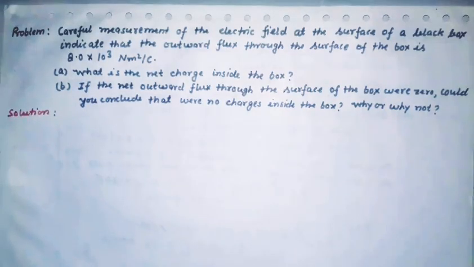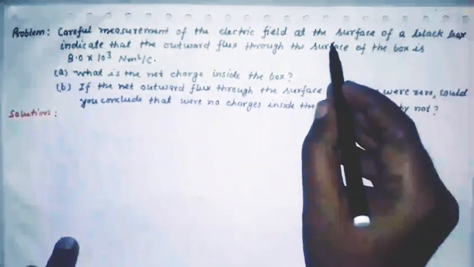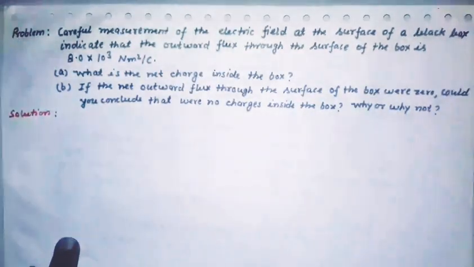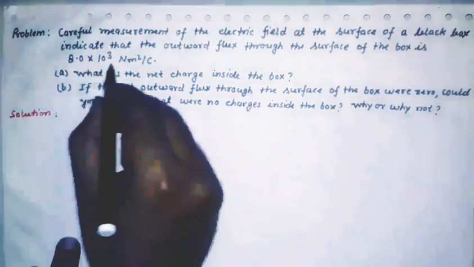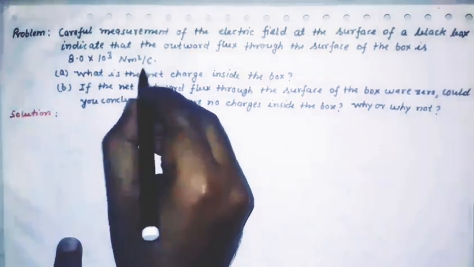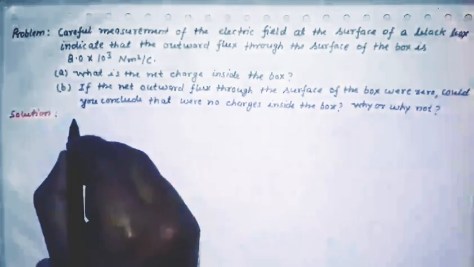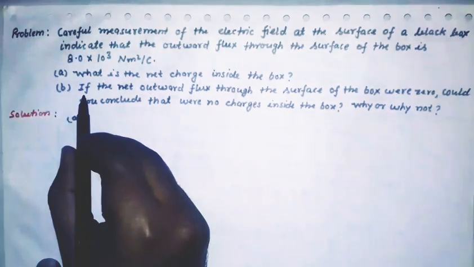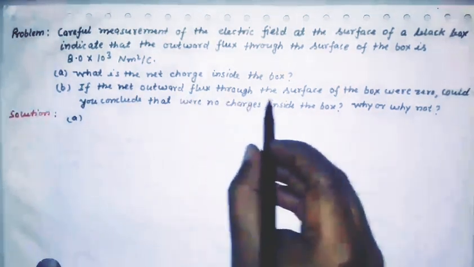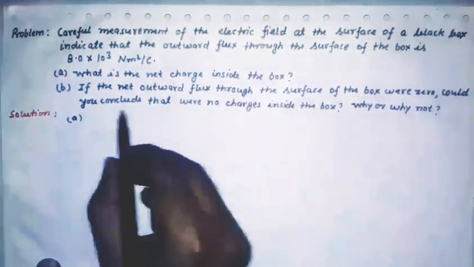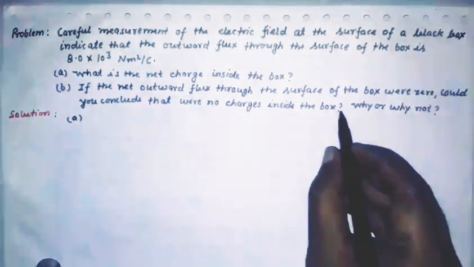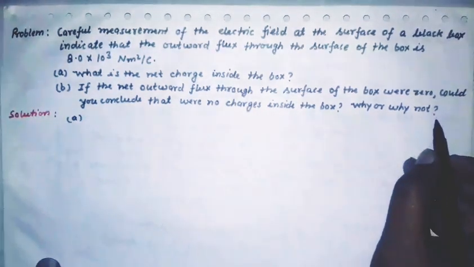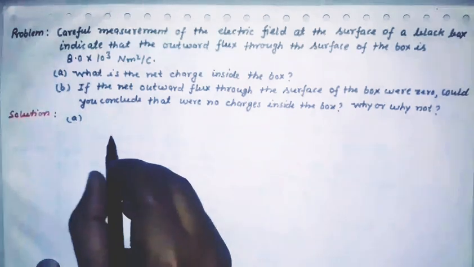To the next problem. Careful measurement of electric field at the surface of a black box indicates that the outward flux through the surface of the box is 8.0 into 10 to the power 3 Newton meter square per coulomb. In the first part we have to calculate what is the net charge inside the box, and in the second part, if the net outward flux through the surface of the box were 0, could you conclude that there are no charges inside the box? Why or why not?